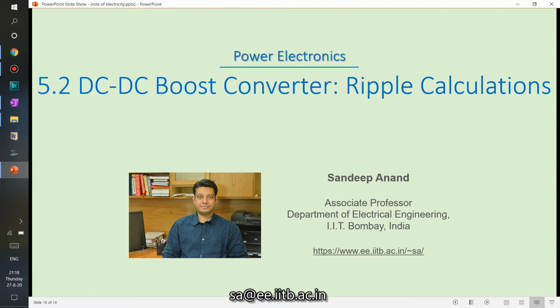We did that for the buck converter in the past, and that was relatively simple. In the boost converter, it becomes a little bit more complex, so you may see a little bit more equations and so on. But then you can find an expression for output voltage ripple and inductor current ripple, right? So this is the objective for this particular video.